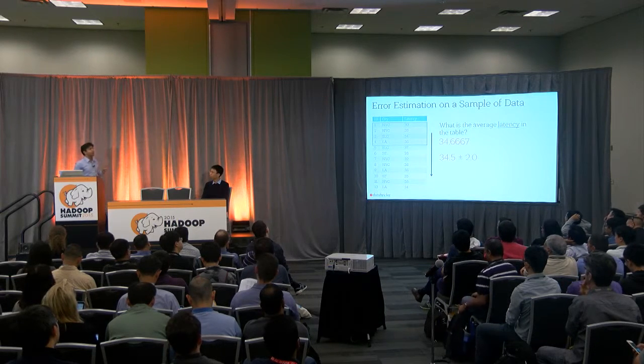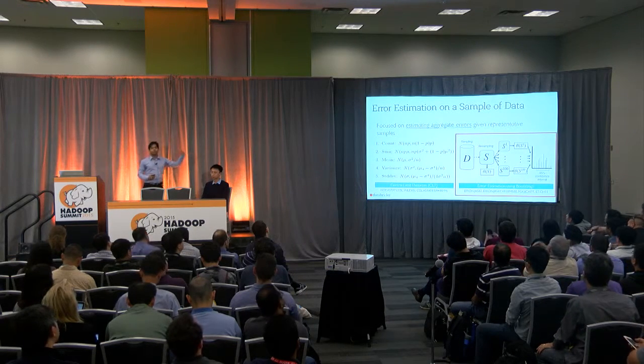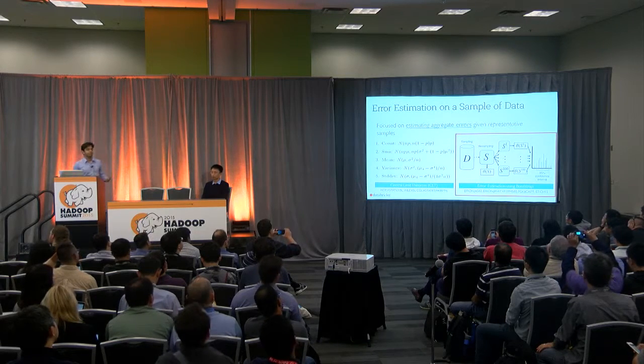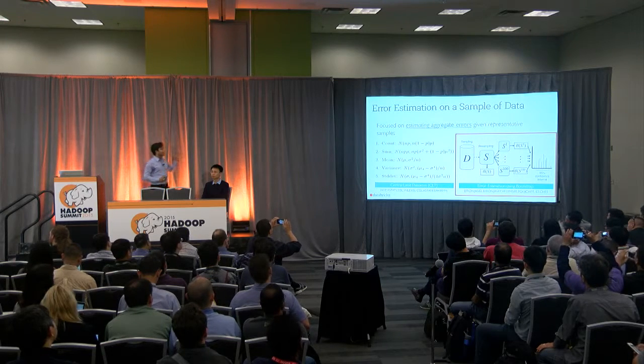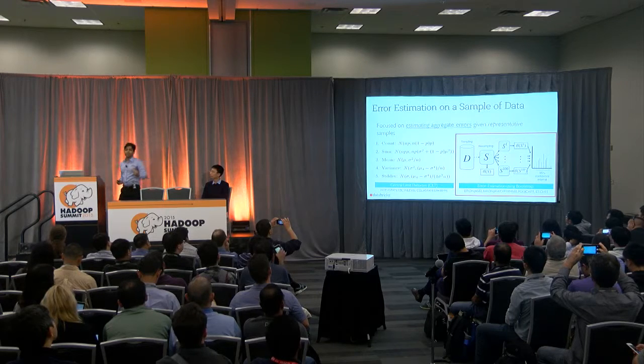So how do we calculate this error bar? Now, there has been a lot of work done in both the statistics and the database community in calculating these error bars on samples of data. I don't want you to go into all the details, but just from a very high level, there is something called the central limit theorem for basic samples.